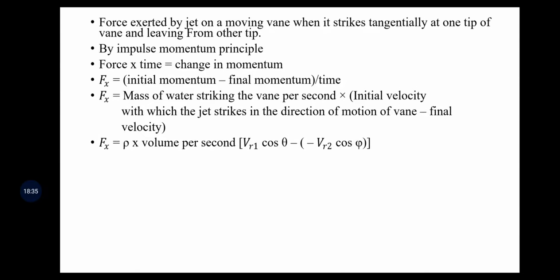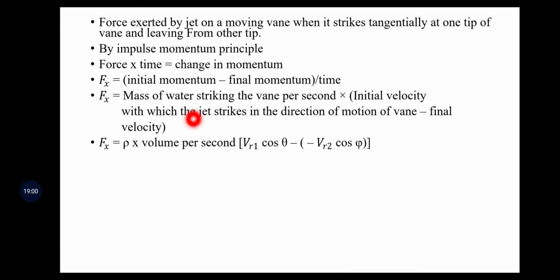So putting the magnitudes, we convert the mass in terms of the density and the volume. As density is mass upon volume, mass is density into volume per second, into the initial velocity with which the jet strikes in the direction of the motion of the vane, that is, the component of the relative velocity, as it is striking with the relative velocity.